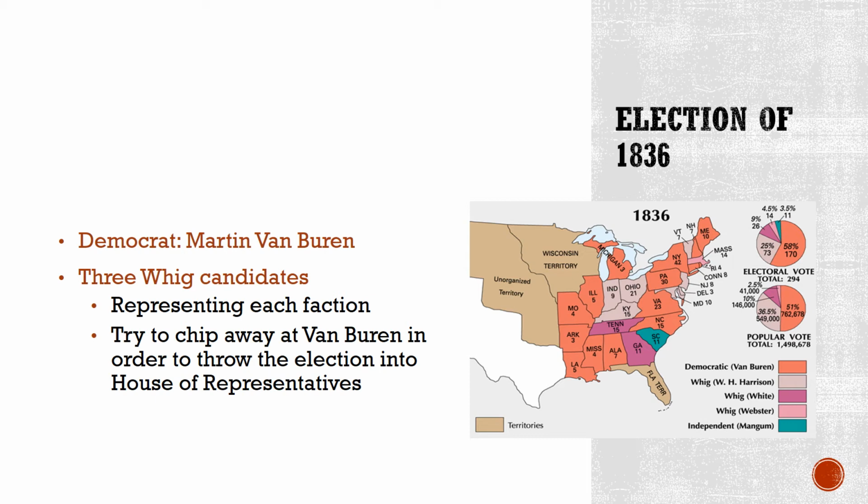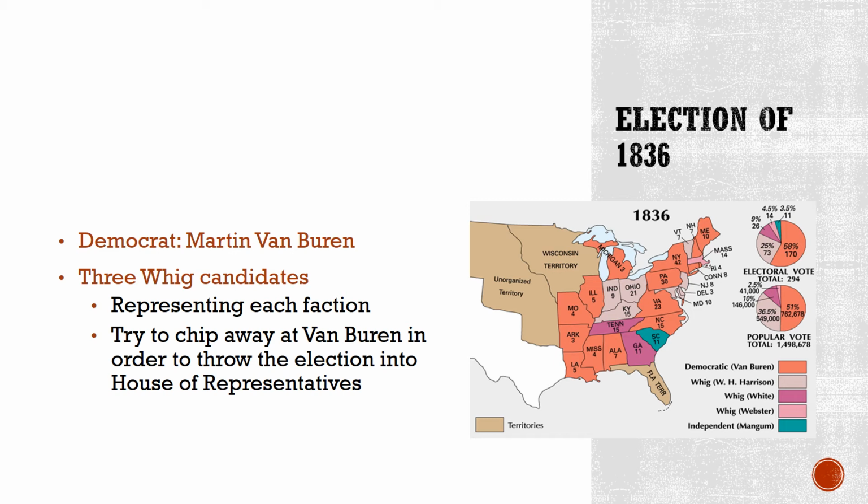So it's possible that each of these 3 Whig candidates could chip away and leave Martin Van Buren with less than 51% of the Electoral College votes, which means the House of Representatives would decide the election, and maybe, possibly, a Whig candidate could come out ahead in the House of Representatives. Sadly, that's not what happens.